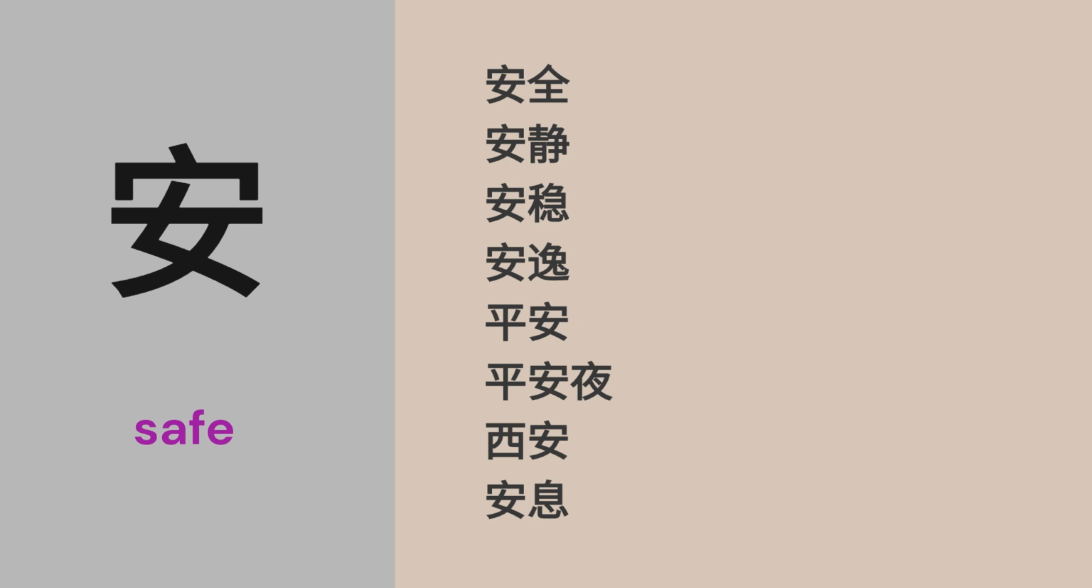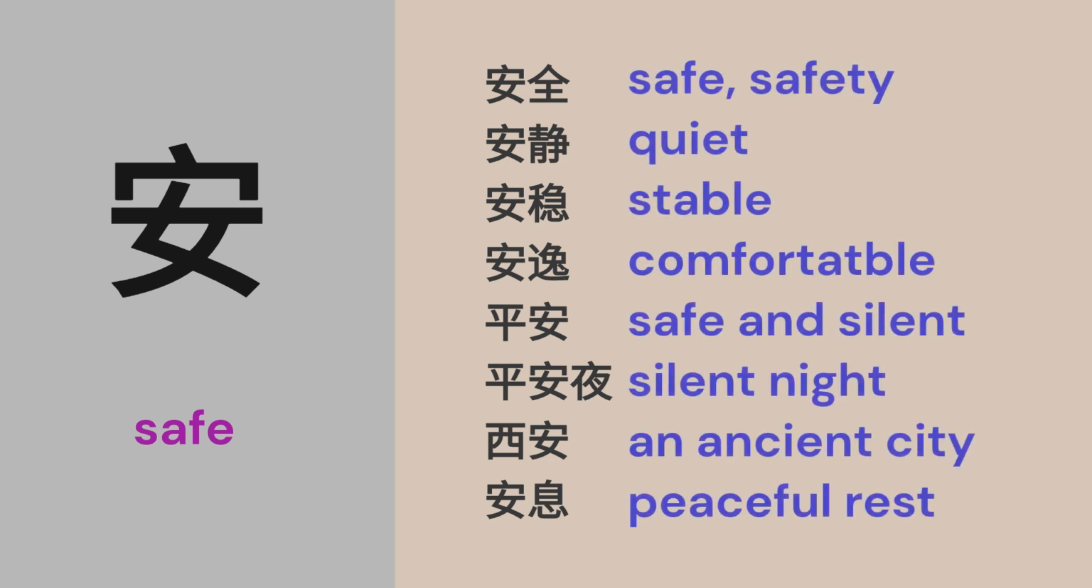An, you can learn an from 安全、安静、安稳、安逸、平安、平安夜、西安, and 安息. When a nice person passed away, you would say 安息吧. By the way, an sounds the same as the an in ant, band, and so on.